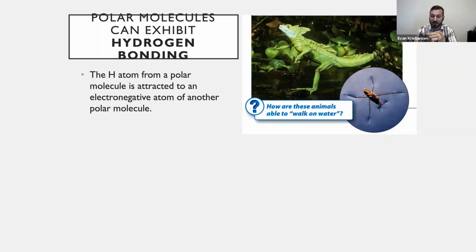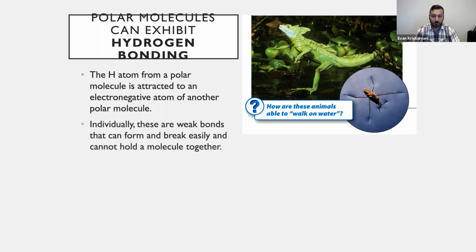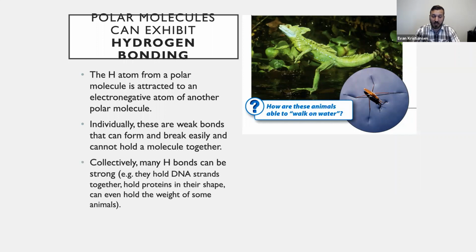And you can get things like water striders, the bugs walking on water, or lizards that can run across water. So again, I want to reiterate, individually, hydrogen bonding is very weak. The bonds can break very easily in these molecules, but collectively, they can be strong. They can hold DNA strands together. They help proteins hold their shape, and they can even support the weight of animals.